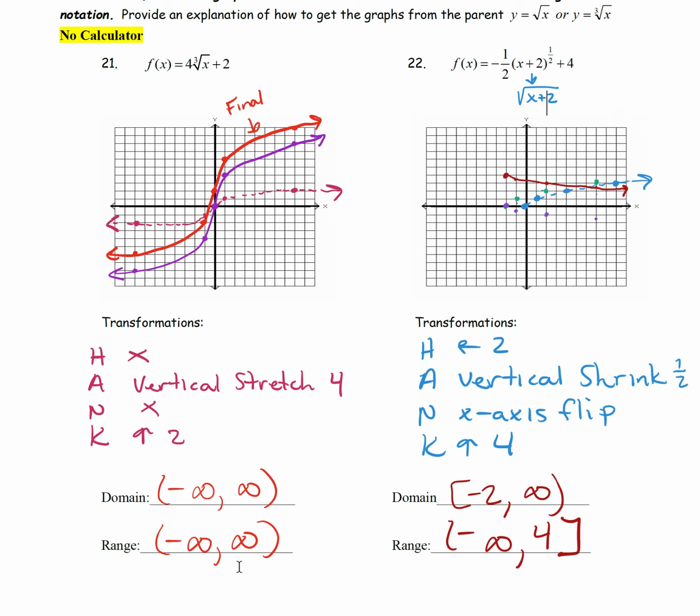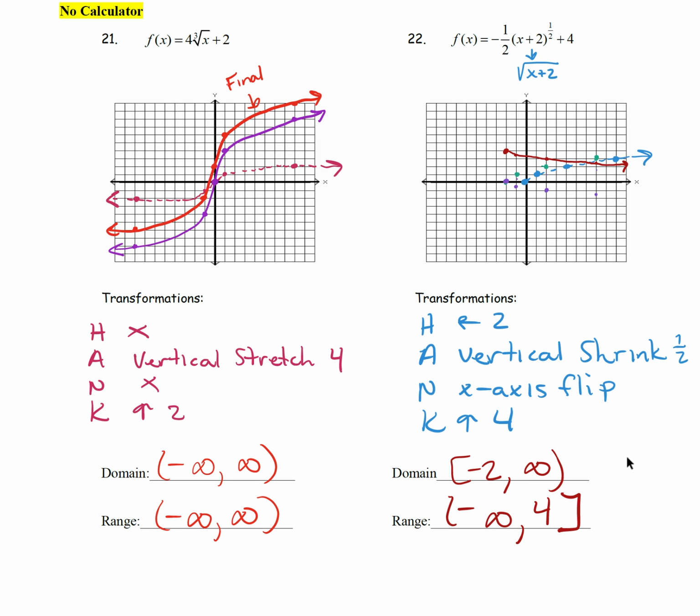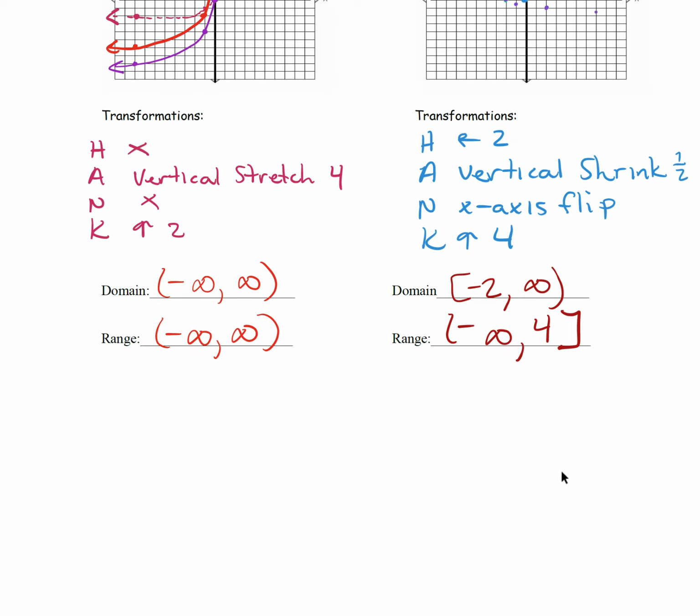No domain and range restrictions for cubics or cube roots. And then we cannot have this thing be negative, so we've got to start at -2 or bigger, and then the range goes from 4 and it goes down. So when we write range, always go down to up. So we've got to go negative infinity all the way up to 4. Okay?